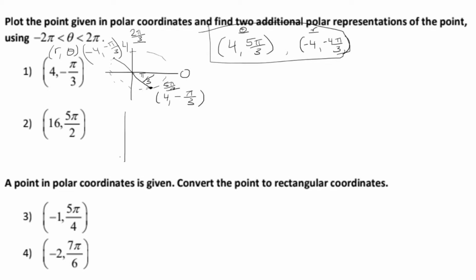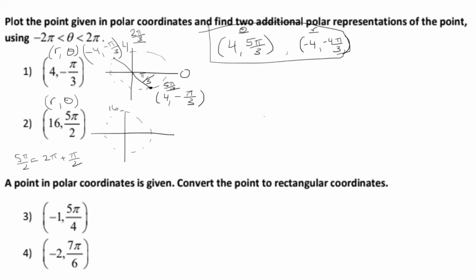Now for number 2, I have 16 comma 5 pi over 2. So the radius is 16. The angle is 5 pi over 2. I'm going to make a circle with radius 16. 5 pi over 2 is the same thing as 2 pi plus pi over 2.